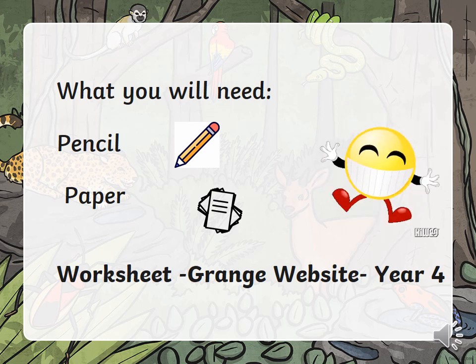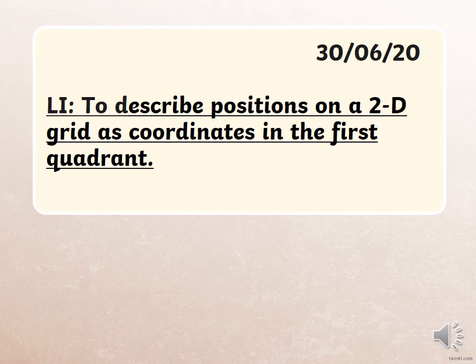Okay, so for today's session you're going to need your pencil, paper and the worksheets. Today we're going to describe positions on a 2D grid as coordinates in the first quadrant. So that's the date and a line. Make sure you have it written down.